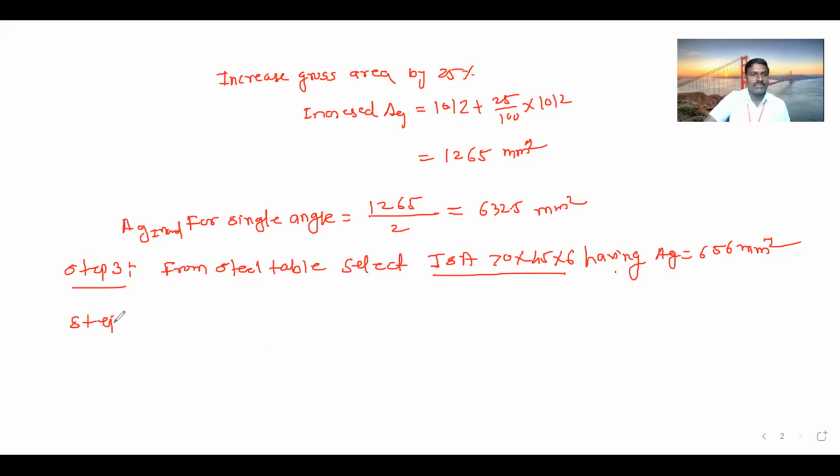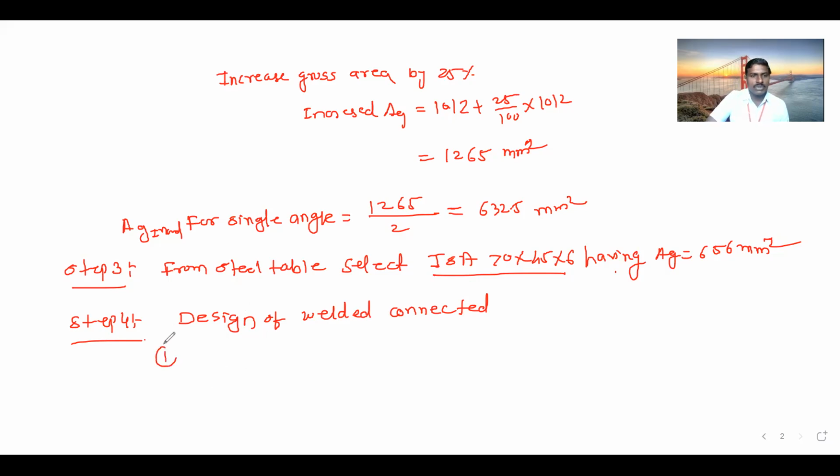So then go to step number 4. What we have to design in step number 4? We have to design the welded connection. It means this angle and gusset plate we have to connect, and that we have to connect by the welded connection. So we will design now here the welded connection. As per the procedure, we will solve the welded connection.